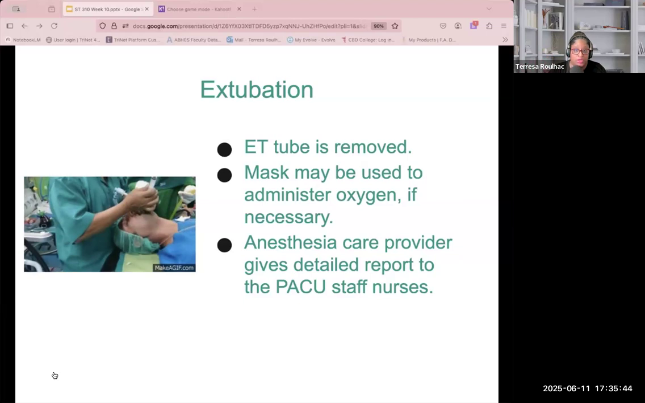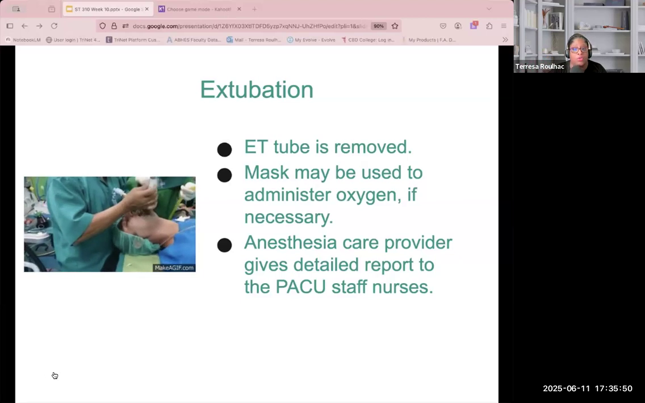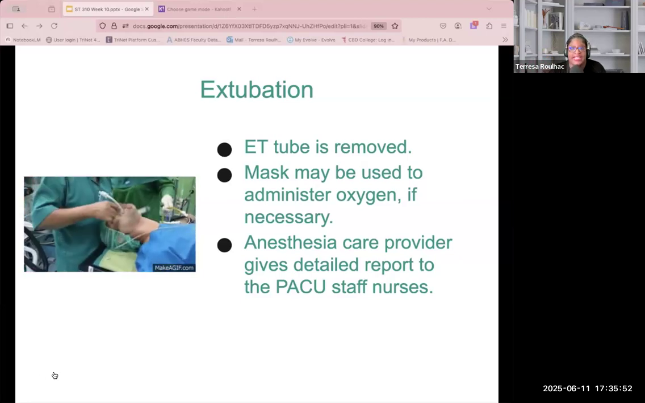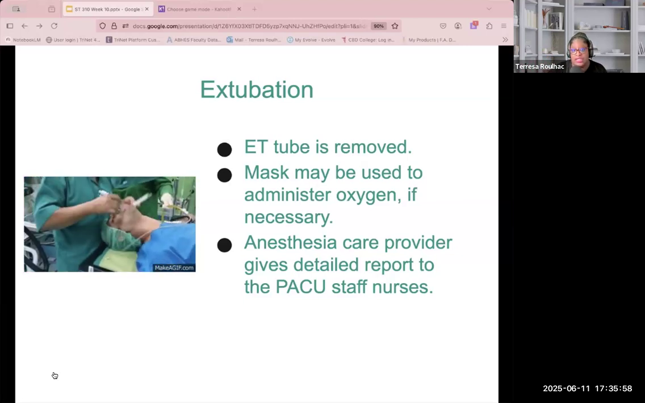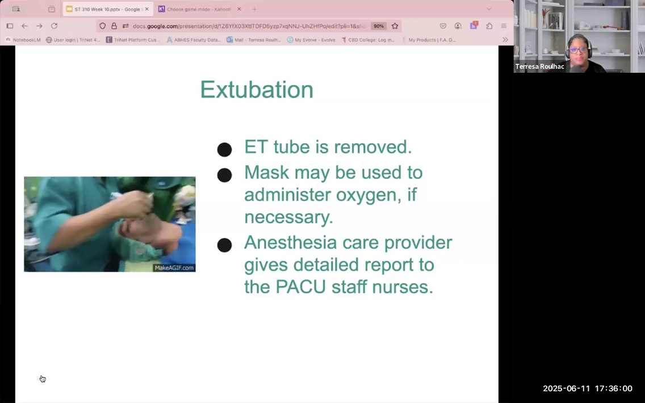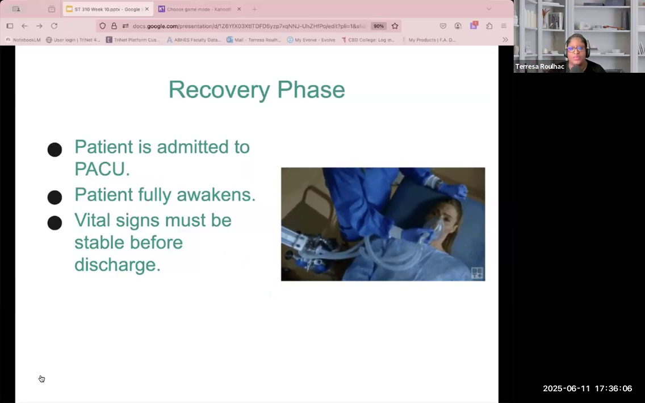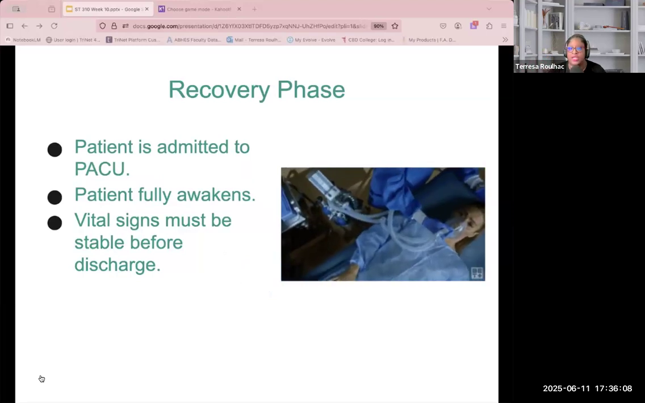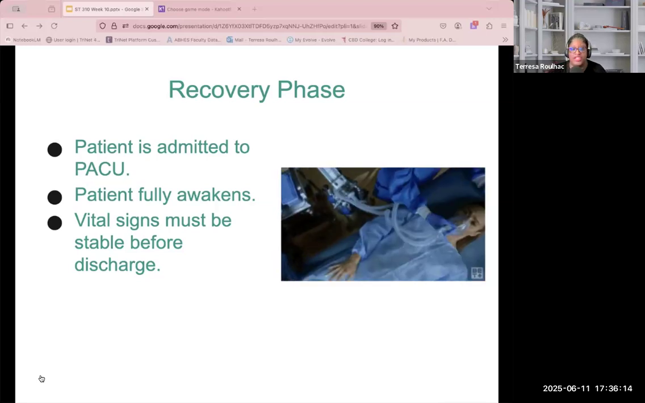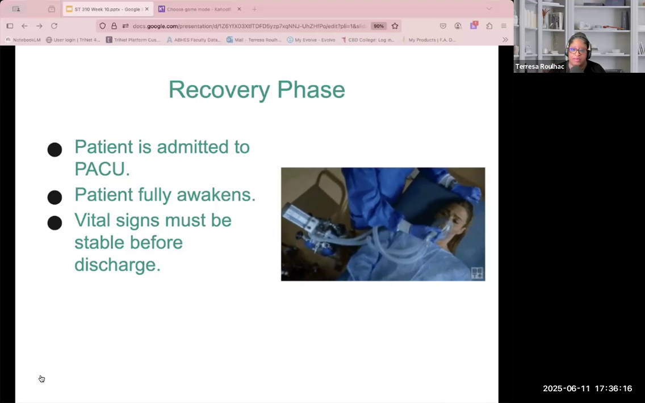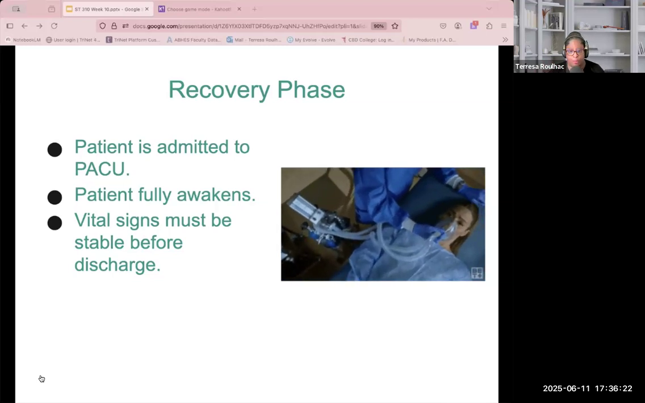Now, these are some considerations. The patient must be breathing on their own and able to maintain their airway independently before the ET tube is removed. That's really important. You may see that somewhere. Hint, hint. We get to the recovery phase. This starts when the patient is in PACU. The patient is fully awake from anesthesia and begins to actually recover. Patients' vital signs have to be stable before they can be discharged from the PACU, or if you're at a surgery center, home.